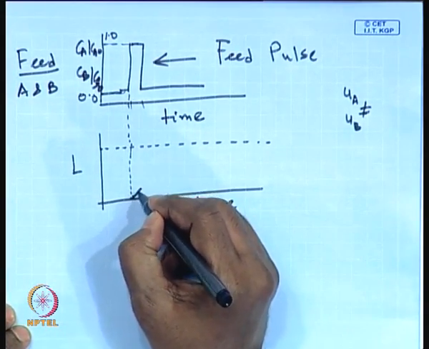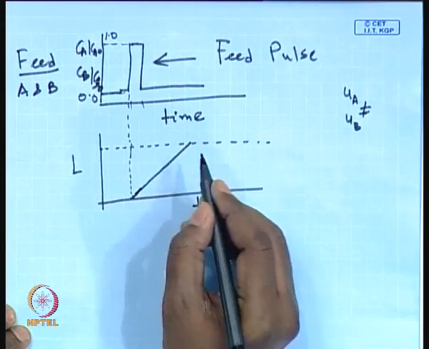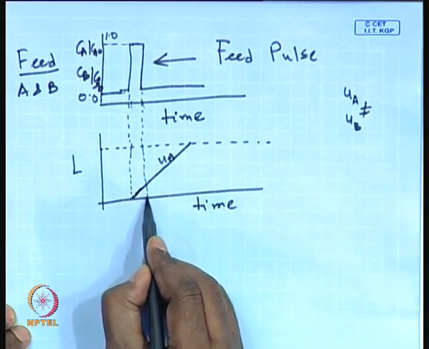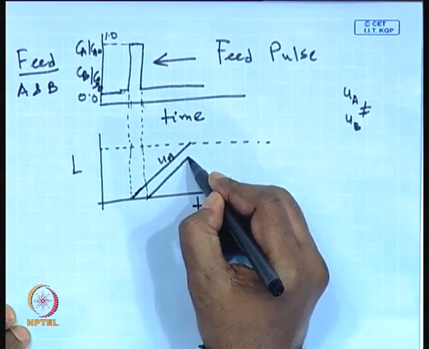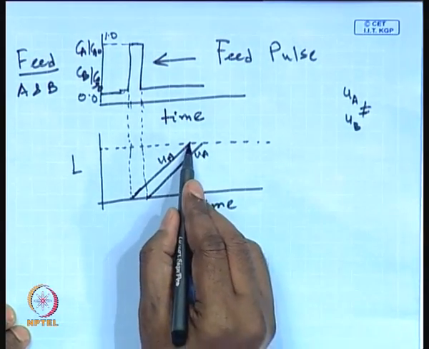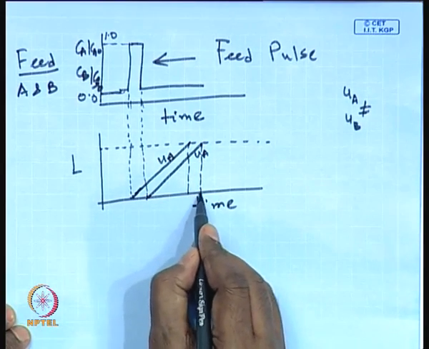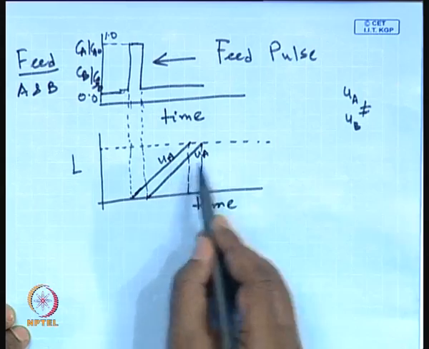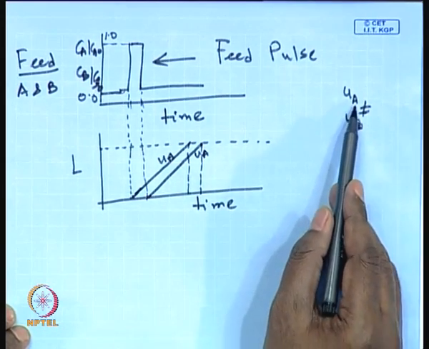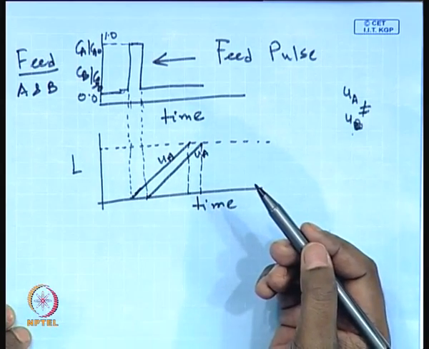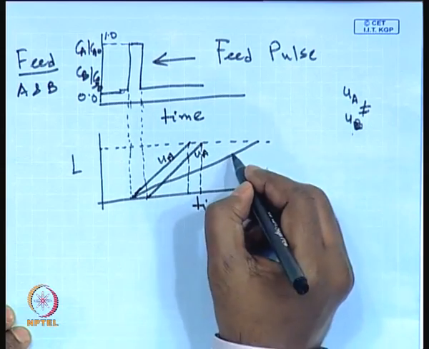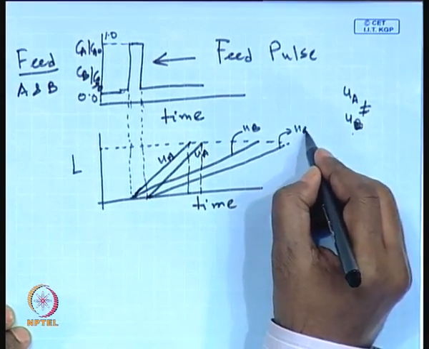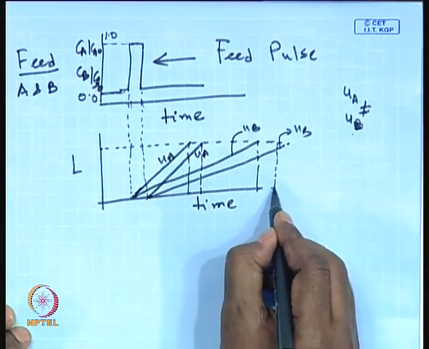So, you will be getting this slope u A, and similarly at the end of this injection time, you will be getting the same slope, parallel to the other one. So, at this particular time point, you will be getting only component A out of the mixture A and B. Similarly, since the velocity of component B is different from that of A, this slope will be different. In that case, you will be getting a slope u B here, and at the end of the injection time, another slope exactly parallel to u B, and you will be getting component B there.